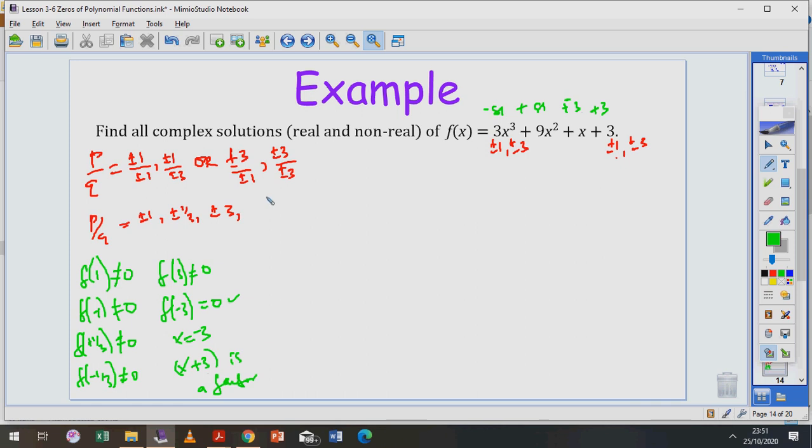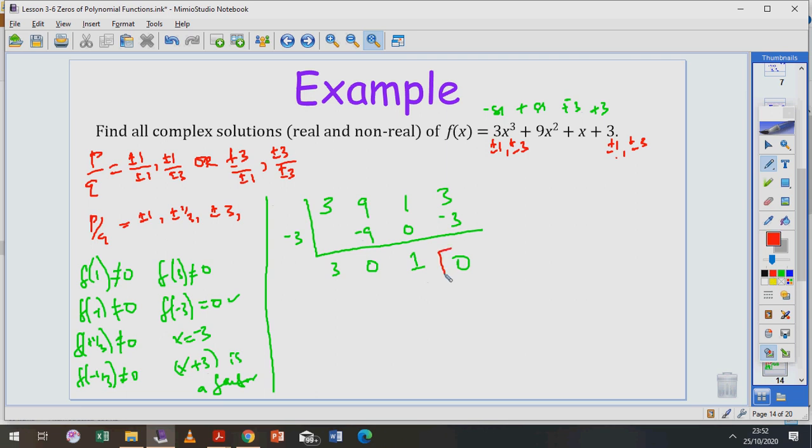Now, since I know x plus 3 is a factor, I can find other factors using synthetic division. The coefficients are 3, 9, 1, and 3. And since x plus 3 is a factor, then my divisor is going to be negative 3. Step 1, drop the 3. 3 times negative 3 is negative 9. Add these two, gets 0. 0 times 3 is 0. Add these two, you get 1. 1 times negative 3 is negative 3. Add these two, get a 0. This is your remainder, and this remainder is 0.